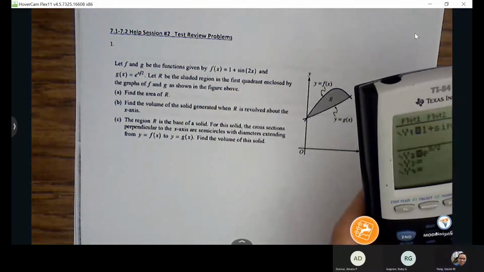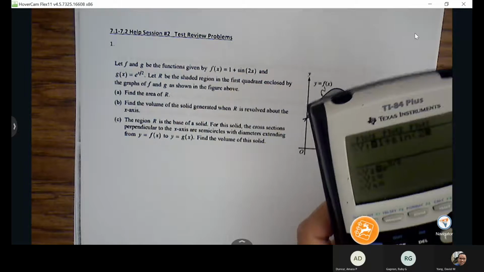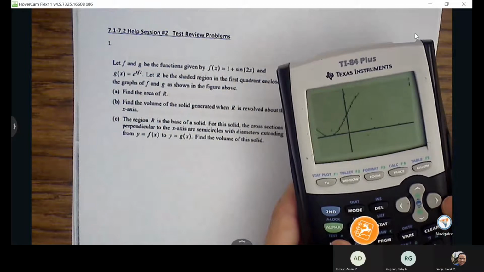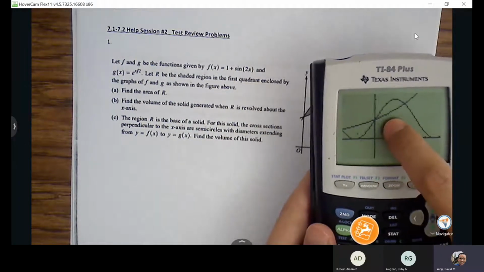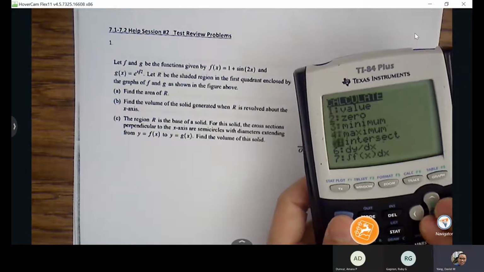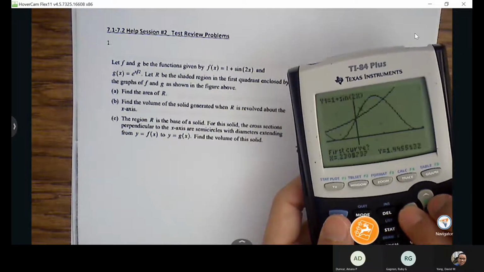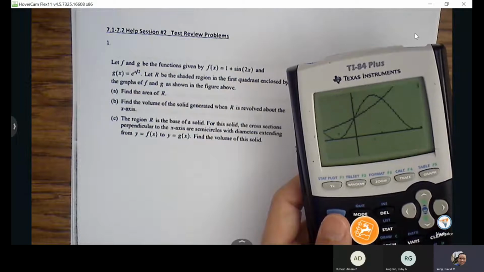Oh, my bad. Sine of 2x, not x over 2. Okay, so there's my region there. If I do second trace, intersect, make the graph pick points near the intersection and then let it find it for you.